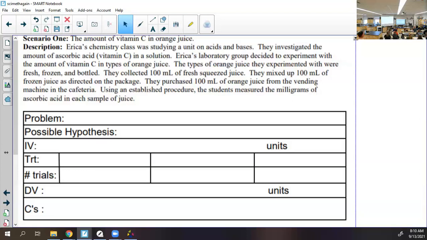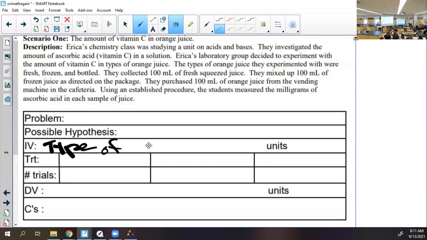All right. So if I were doing this lab, I'm in Erica's group. I would change the, oh, this is upside down, the type of OJ.